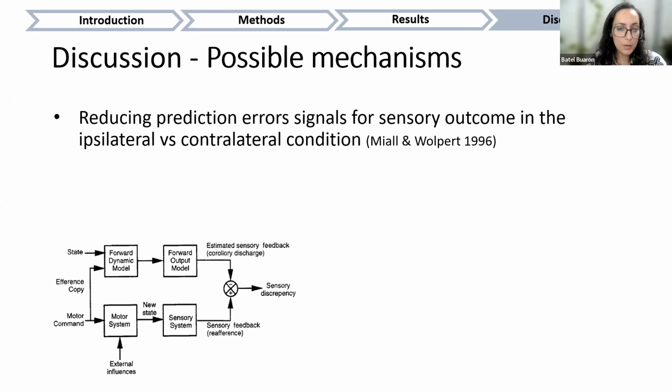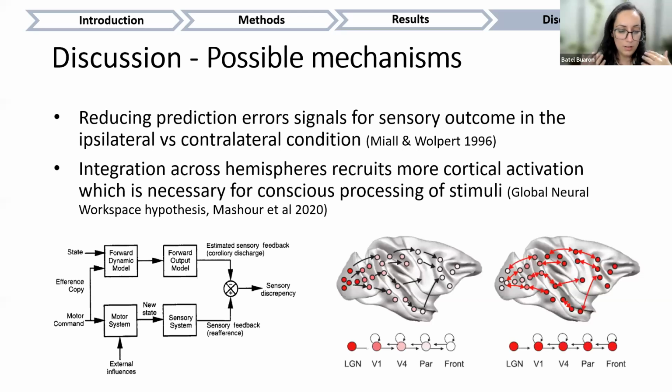Another possible mechanism that may be consistent with the first is the fact that when we have activation of two hemispheres, we have a more prominent, or more robust, neural activation. And we know from theories of consciousness, for example, that this is essential for better consciousness and better perception, and this might also be beneficial for the learning process.